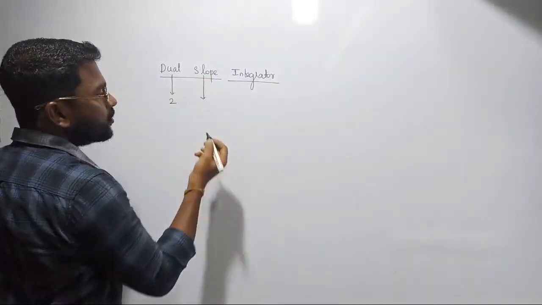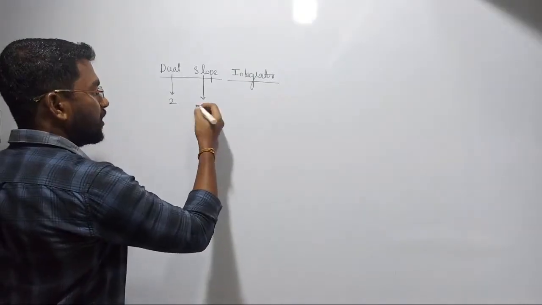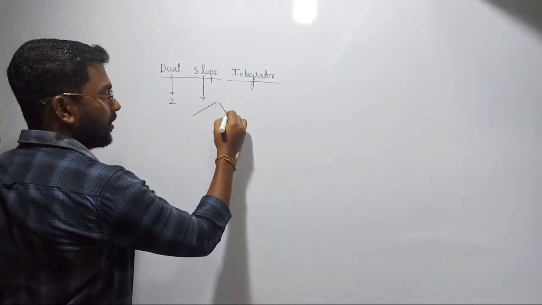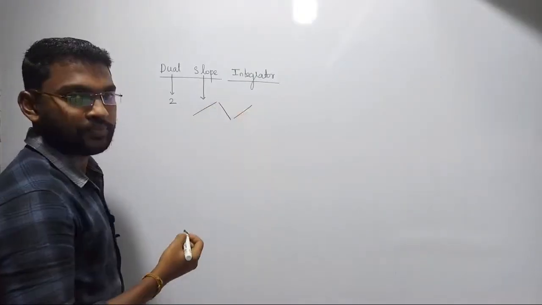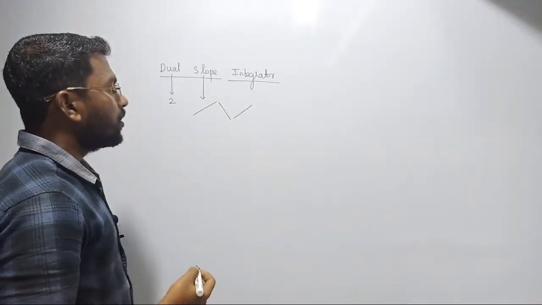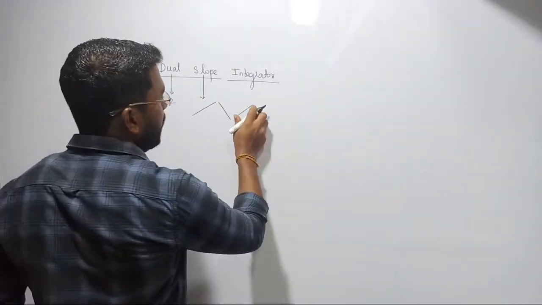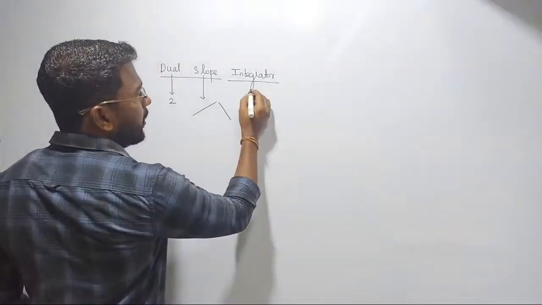Slope means there might be a ramp signal you can observe. Either it might be like this, or like this, or like this. Clear? So that is called what? Slope. It is simply called slope, right? Okay. Next, what do you mean by integrator?